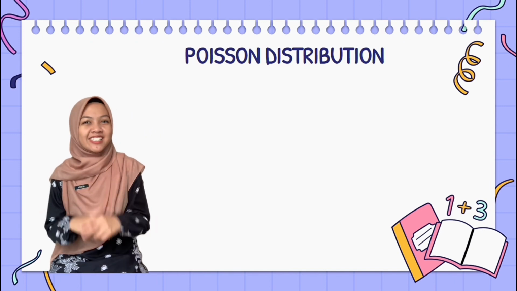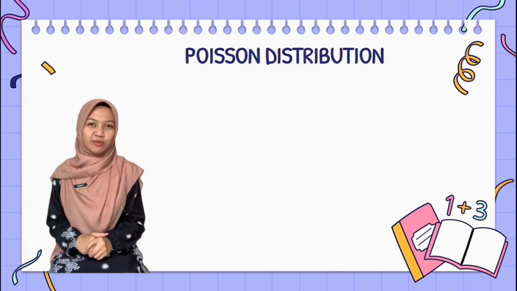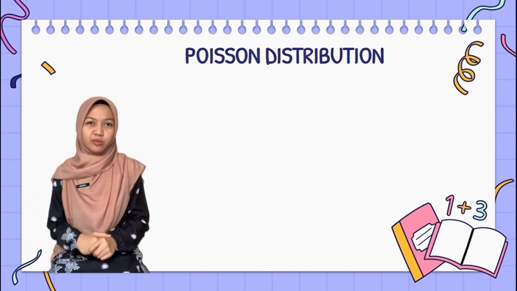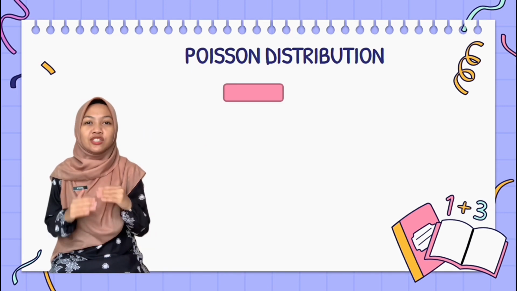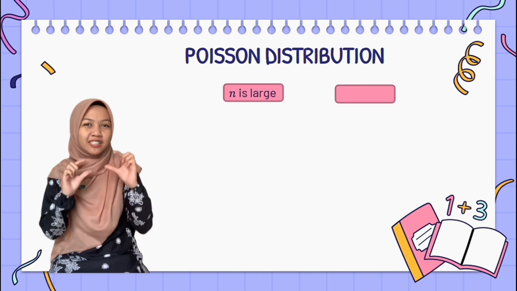My name is Teacher ATHIFA RUFAIDA and I will explain about Poisson distribution. Okay, what is Poisson distribution? Poisson distribution is the discrete probability distribution that is useful when n is large and p is small.